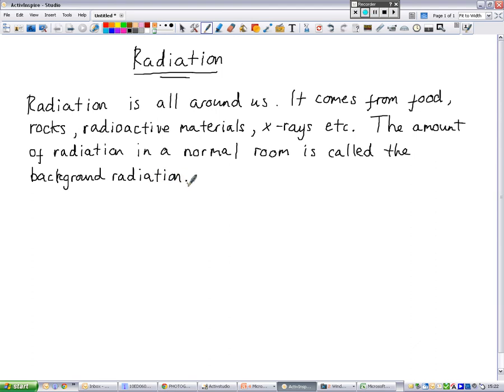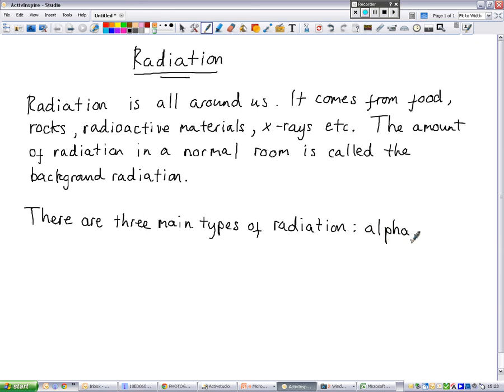Now, there are three types of radiation that we've looked at today: alpha, beta, and gamma radiation. So we'll say that there are three main types of radiation. There are more types of radiation, but for the purposes of standard grade physics, we're just looking at those three. So three main types of radiation: alpha, beta, and gamma.